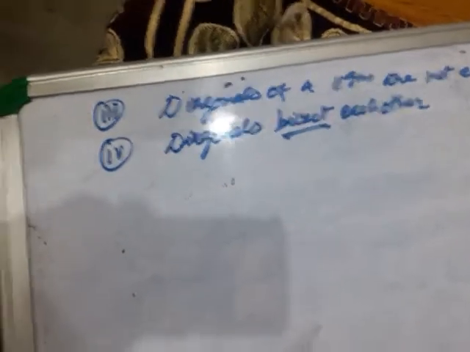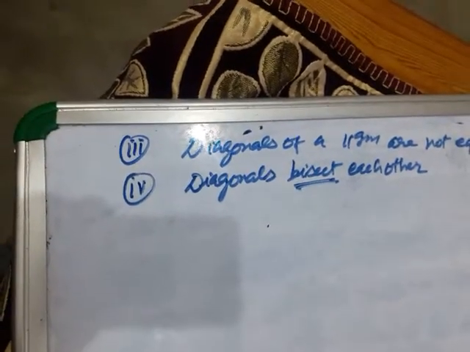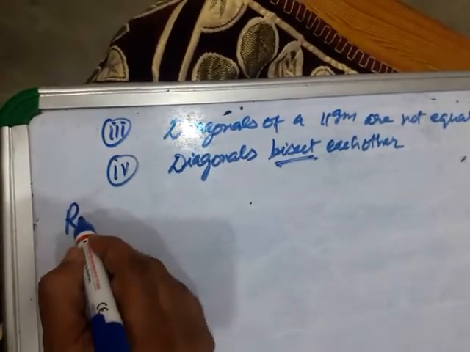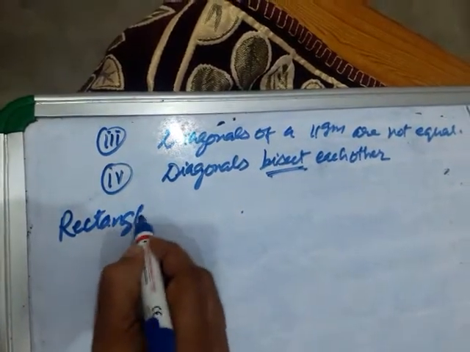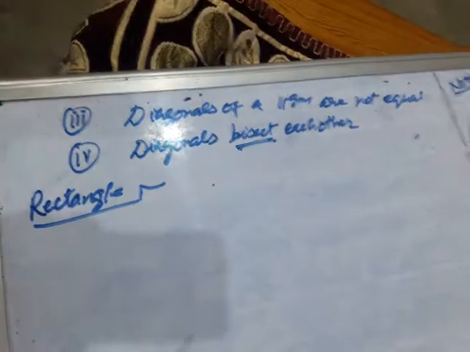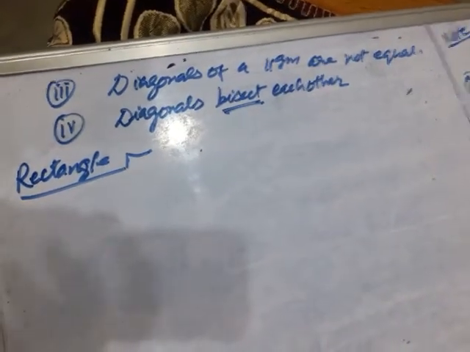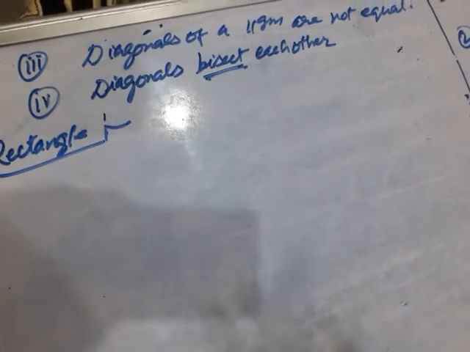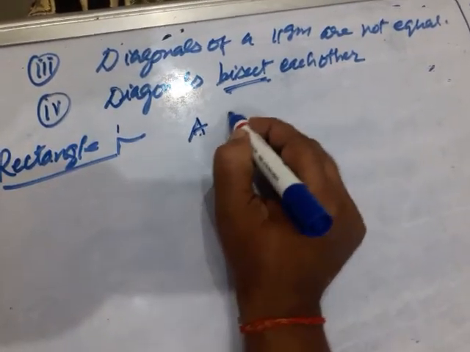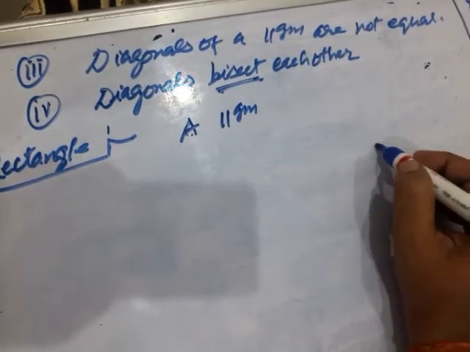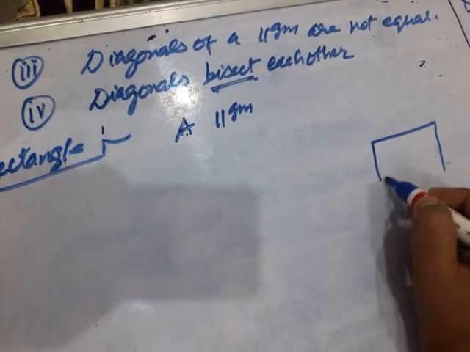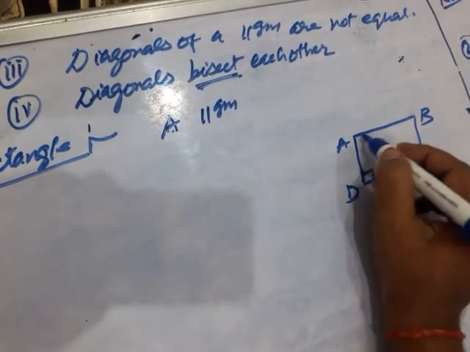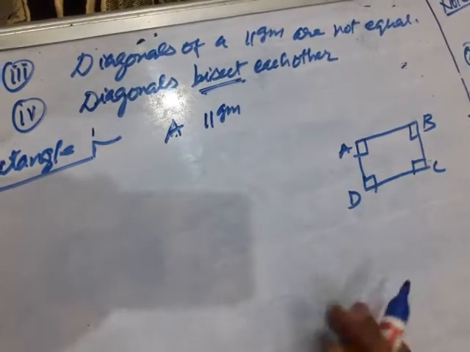So diagonals bisect each other in case of parallelogram. Okay, children. Now let us see about the rectangle, a special type of parallelogram. I think all the properties of parallelogram are covered. Now rectangle. What is a rectangle? It is a special type of parallelogram. When certain conditions are added to the properties of a parallelogram, then it becomes a rectangle. Write down. This is a rectangle, ABCD, and all the four angles are right angles.